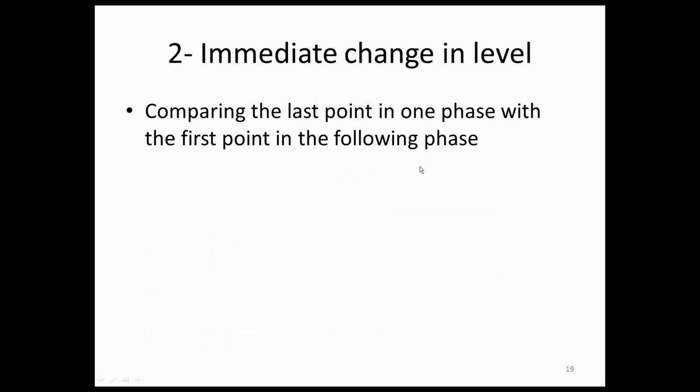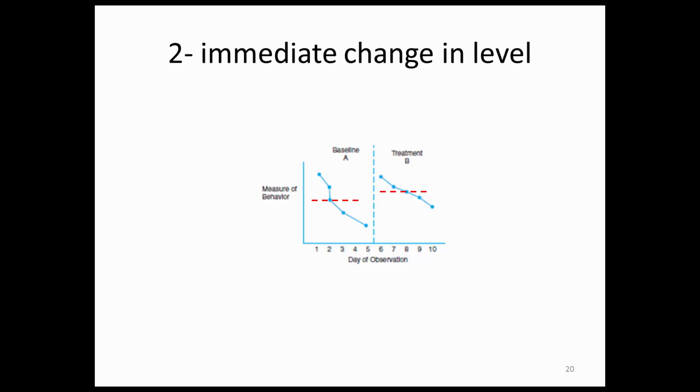The second situation is immediate change in level, which means, unlike the previous example, the average level is not really or significantly different after you start your treatment, but the first time or the first day you start your treatment you see a big change. But the effectiveness goes away as a result, and the average change is not significant. The overall change is not significant.